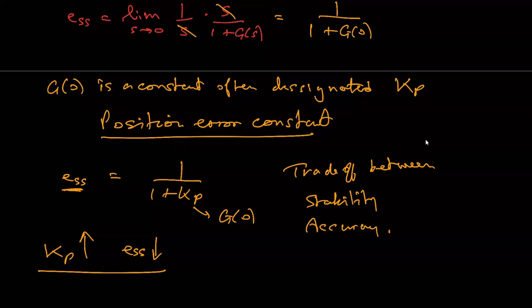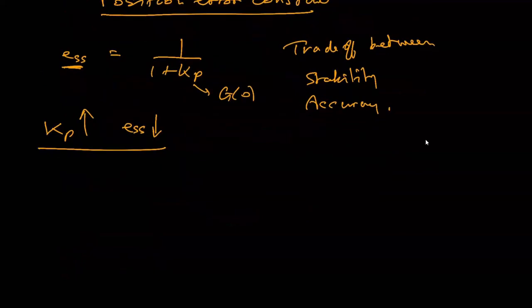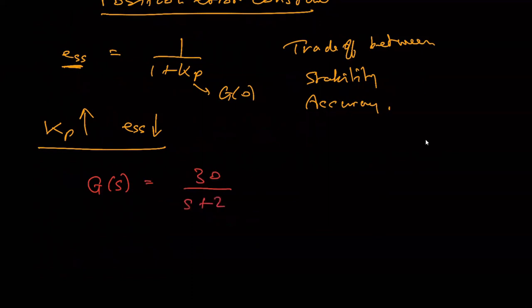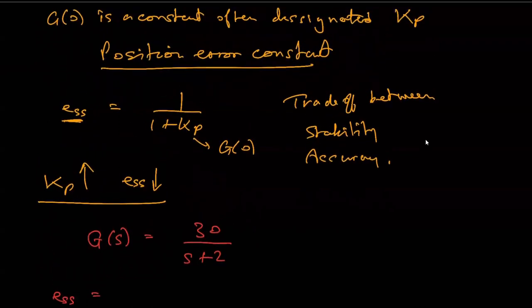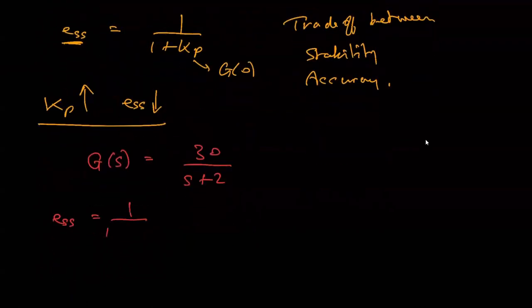Just to give you an example, let's do an example. Let's say we have a system where G of S is 30 over S plus 2, and you're asked to compute the ESS for a unit step input. We know that ESS is 1 over 1 plus Kp, and I know that Kp equals G of 0.